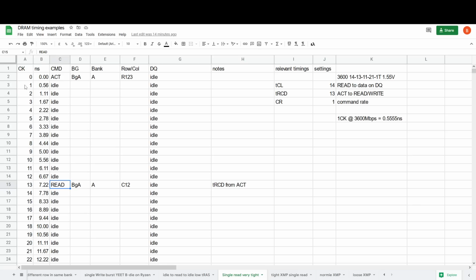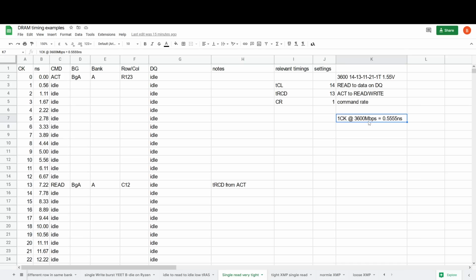And now let's talk about how this spreadsheet works. What we've got over here is basically a simplified timing diagram. Over here, CK is just tracking which clock cycle we're on. For the purposes of this video, all of the memory timings are assumed to be at 3600 megabits per second, so the memory is running at 1.8 gigahertz.